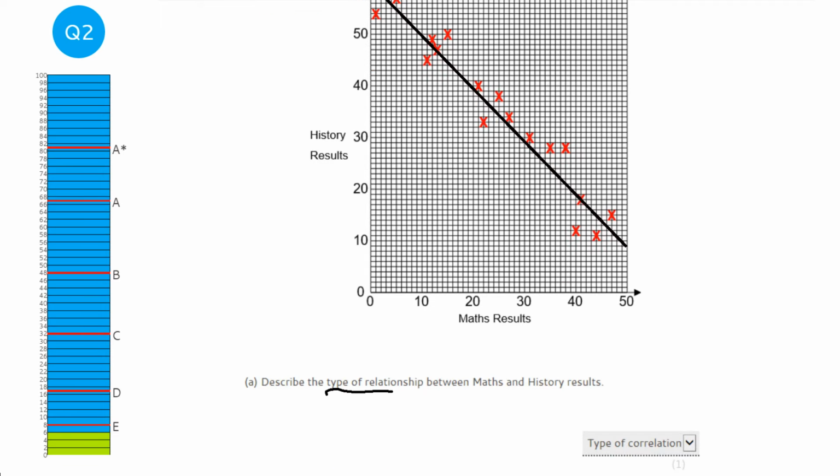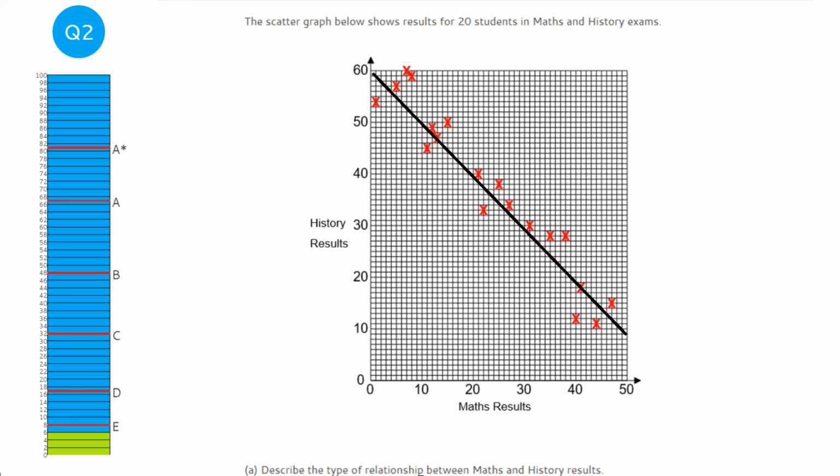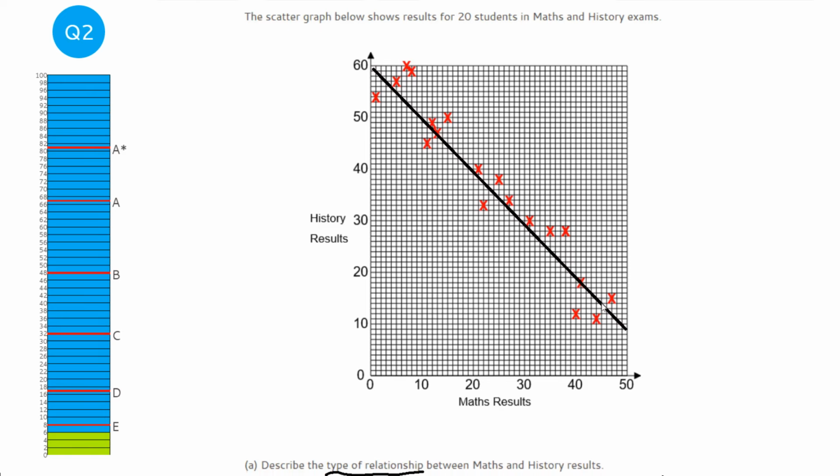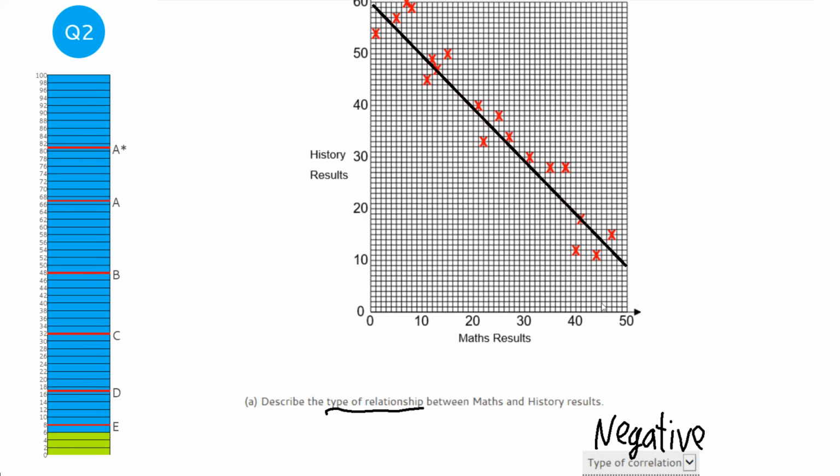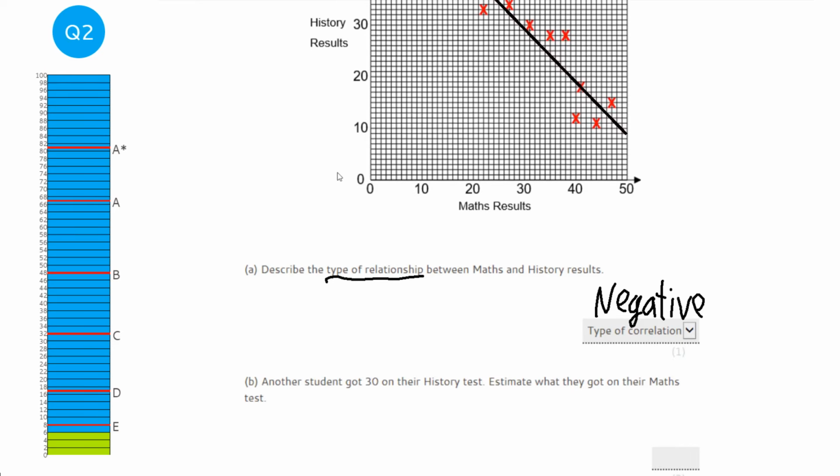Describe the type of relationship between maths and history results. Okay, so it is clearly going to be negative. And the reason I know that is it goes downwards from left to right, therefore it's negative. So as maths results increase, history results decrease. There we go. Okay, let's have a look at the next question.